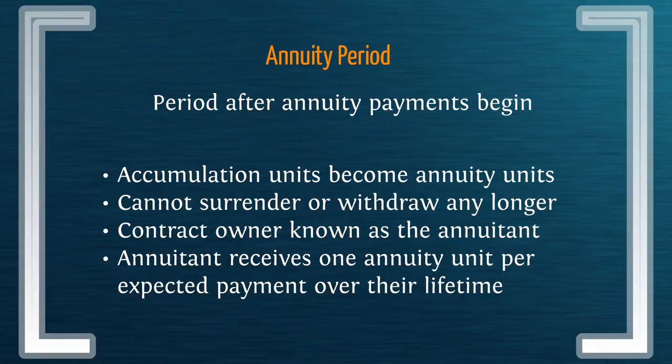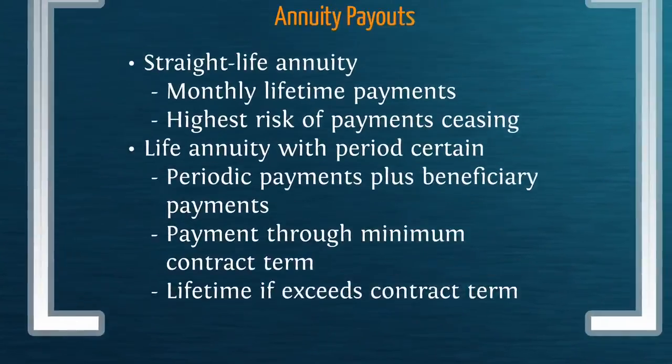Now, when these payments begin, the investor can't surrender or withdraw their principal back anymore. They'll have to accept the payments. The contract owner, the investor, is known as the annuitant, and the annuitant receives one annuity unit per expected payment over their lifetime. Now, regardless of this accounting measure, they're still going to receive payments over their life expectancy regardless. Again, this is just a way for the issuer to keep track of their payments.